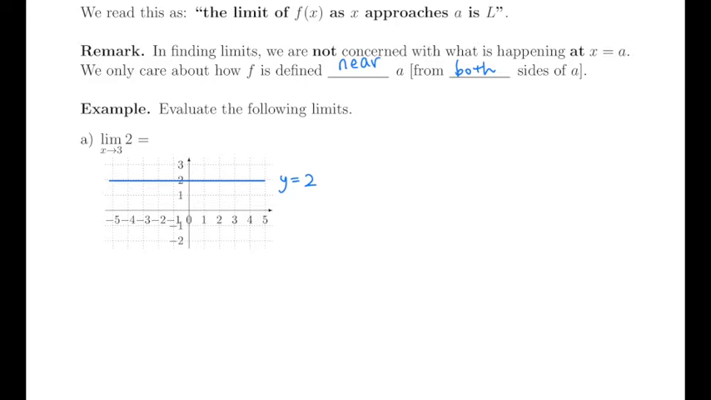Now, x is equal to 3 on the curve is here. So you're approaching that point from the left side of the curve and from the right side of the curve. So as x gets closer and closer to 3 from both sides of the curve, y is 2. So that is your answer.